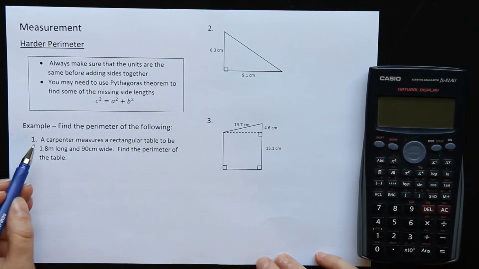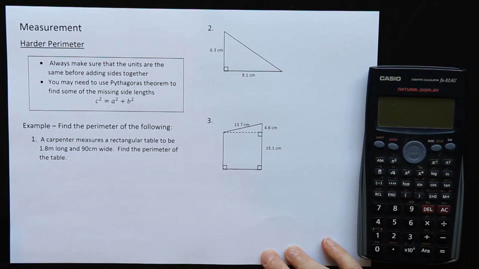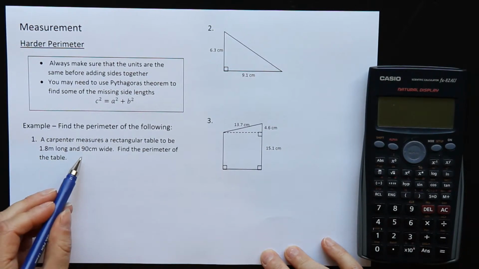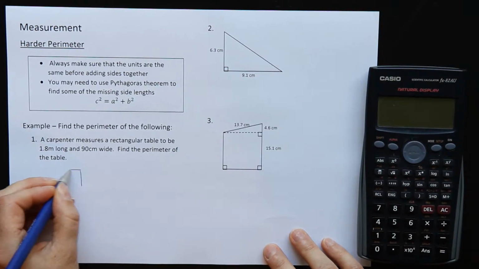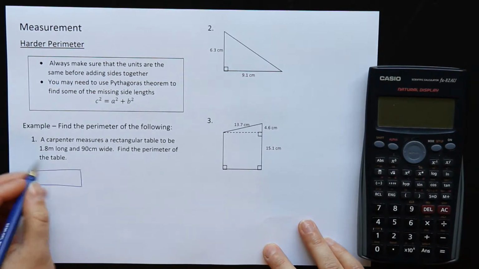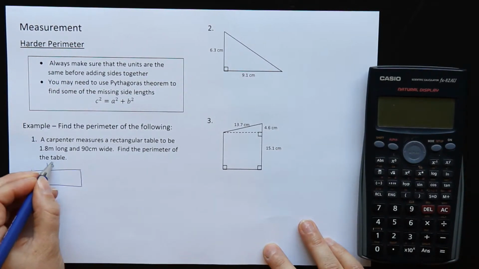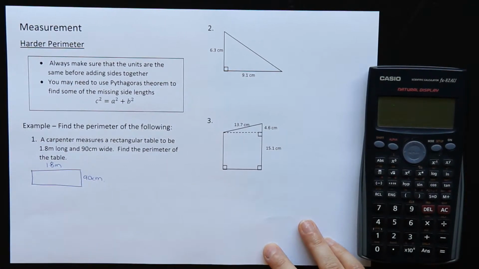Number 1. A carpenter measures a rectangular table to be 1.8 metres long and 90 centimetres wide. Find the perimeter of the table. So if you like, you can draw a diagram. It's always good to have a visual of what you're trying to do. So it's 1.8 metres long and 90 centimetres wide. Okay, so that's the little trick with this question.